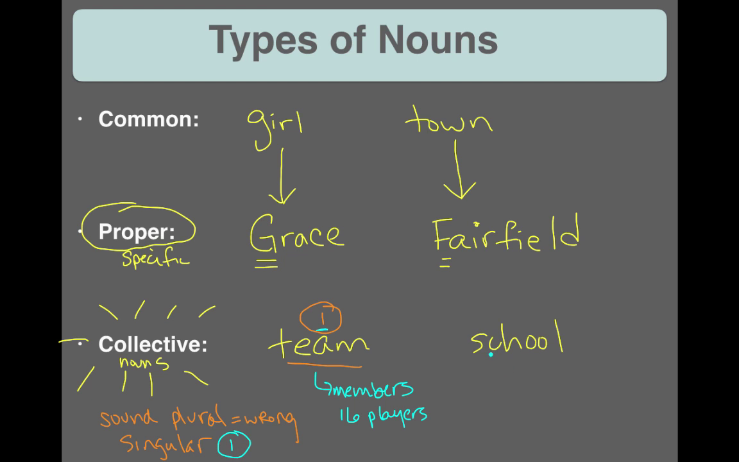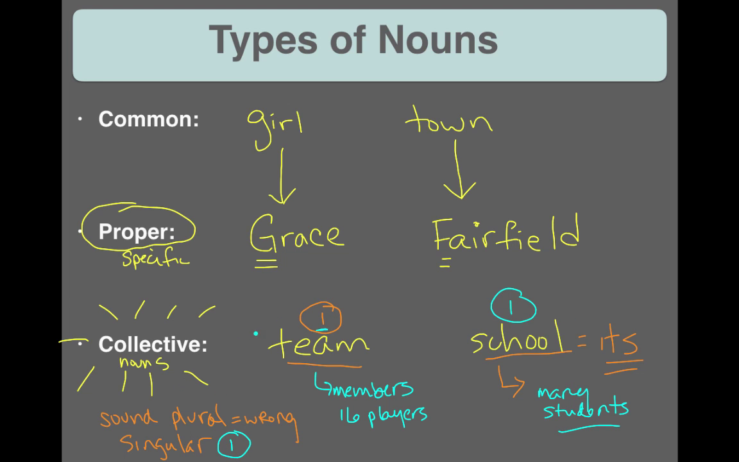Same with school. School seems to be difficult because if I said to you, North Penn High School won their game last night, that sounds correct to us. But it's one school, so it should be represented by North Penn High School won its game last night. Because yes, the school is comprised of many students. However, it still turns out that it's just one school.